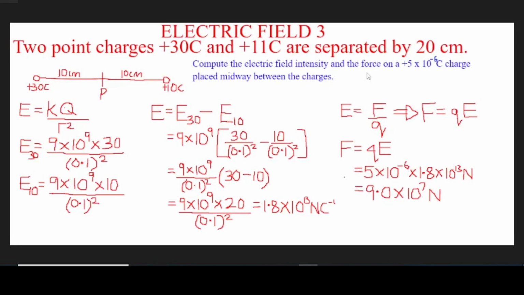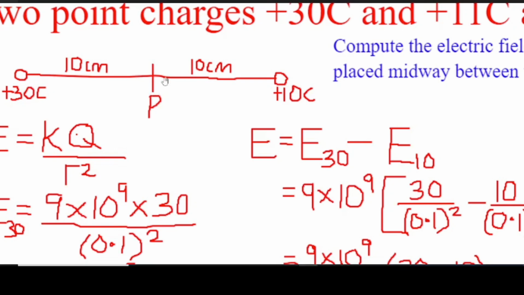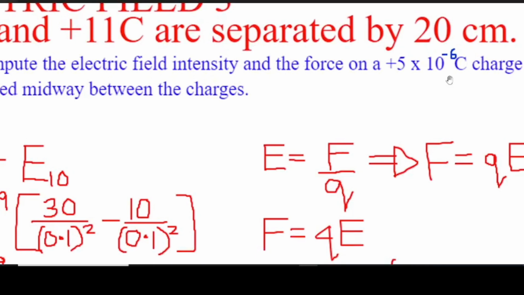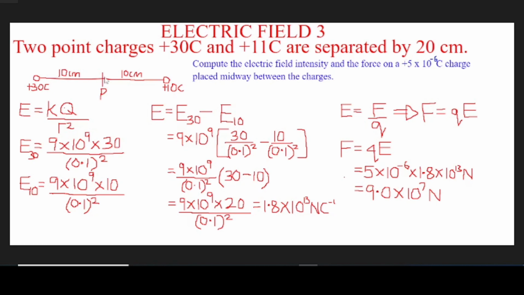We have been able to calculate the net electric field intensity at point P. If they now place a charge of plus 5 times 10 raised to power minus 6 coulomb at point P, what will be the force that will be experienced by that charge?